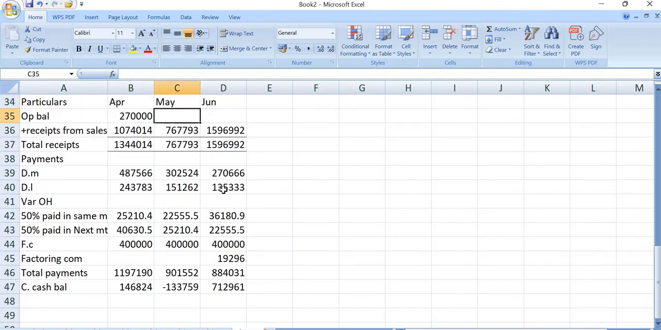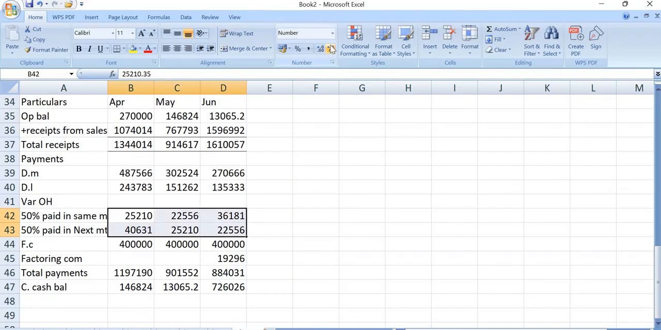So altogether we will be getting total payments. So this will come to our closing balance. So closing cash balance. So this will be taken as next month's opening balance. So my closing June balance is 7,26,026 rupees.